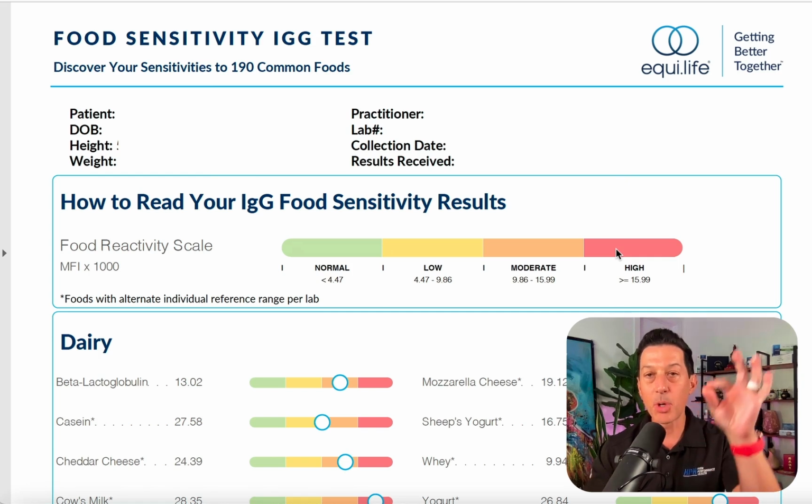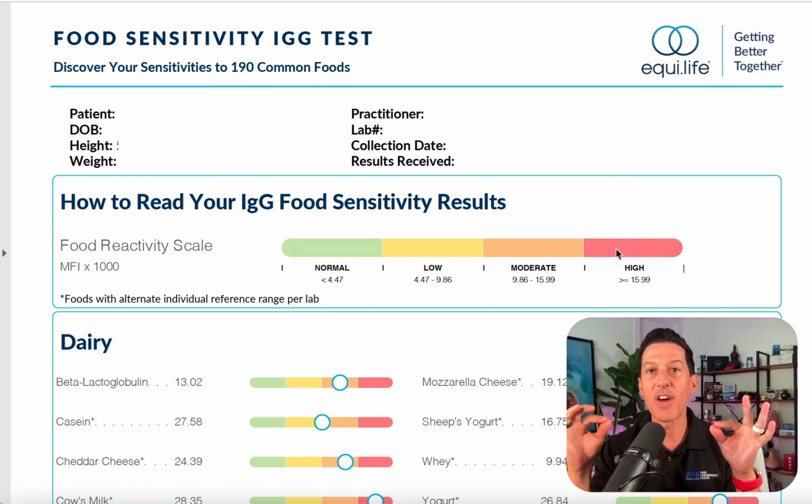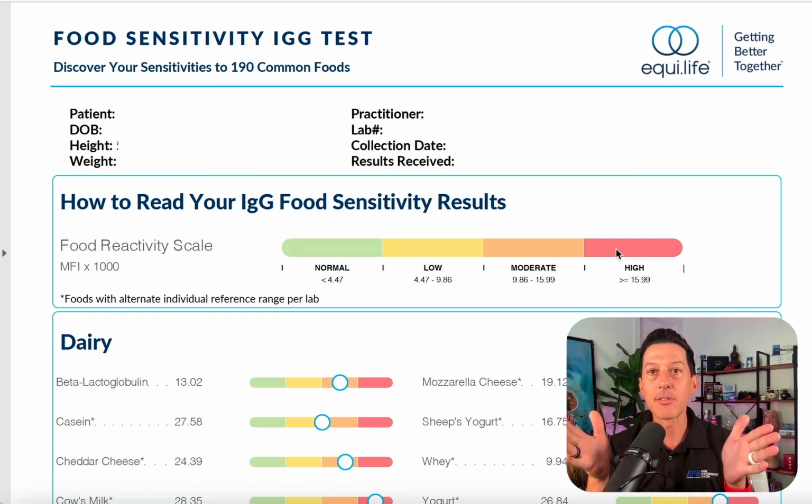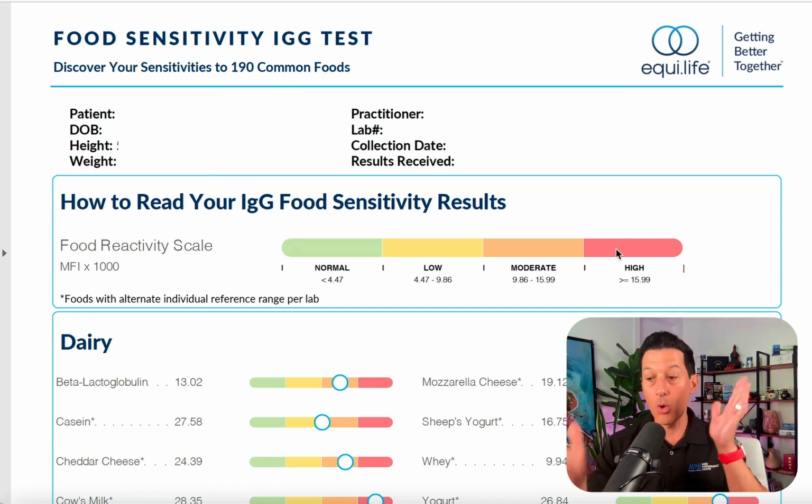Okay, so what an IgG test does, like this one, is a finger prick. Your blood is then put into 190 plus different vials with that food and see if it reacts. That's basically it. That's how it works at its simplest base level. And the more reactive it is, the more reactive your white blood, so your IgG literally is to that food. That's what we're testing, right?